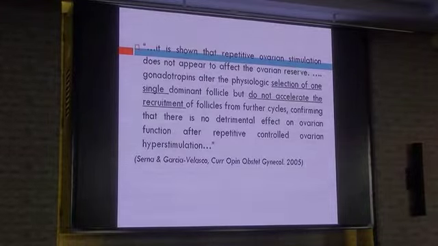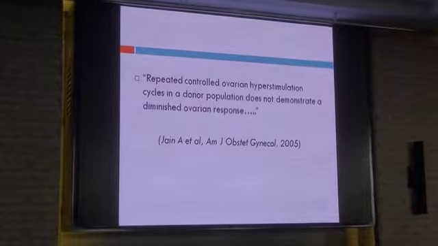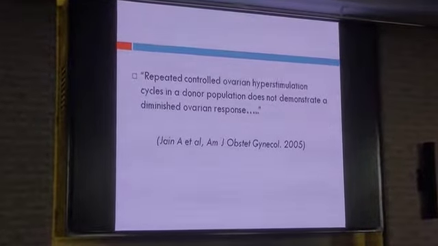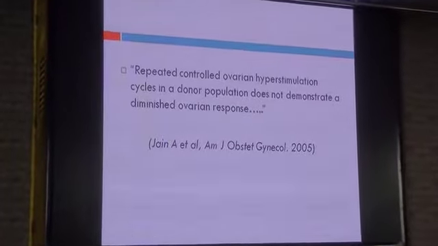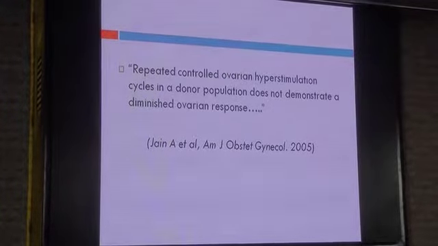Again, in 2005, they said the same fact, but they added an explanation: when you are reducing ovulation, you are merely selecting one single dominant follicle, but we do not accelerate recruitment. So why would ovarian stimulation reduce or consume the ovarian reserve? Again, in 2005, repeated controlled ovarian hyperstimulation cycles in a donor population do not demonstrate a diminished ovarian response.